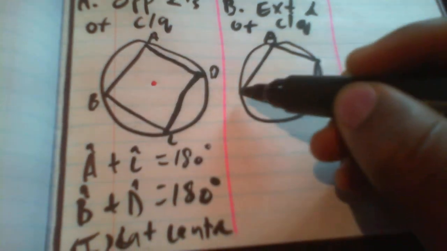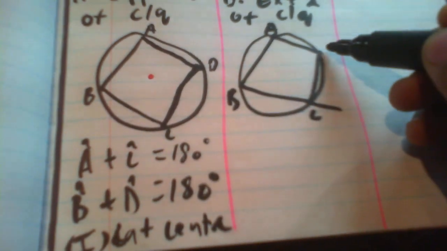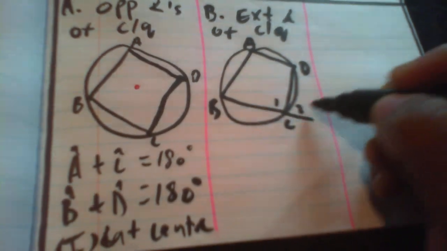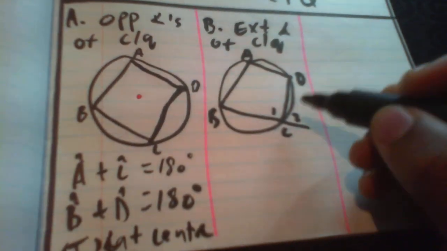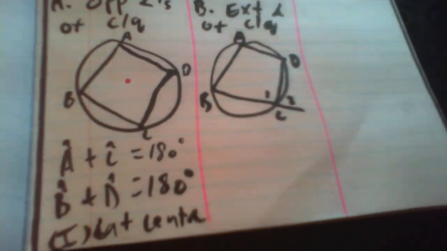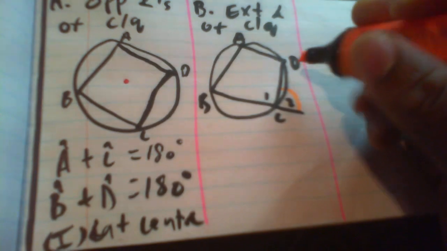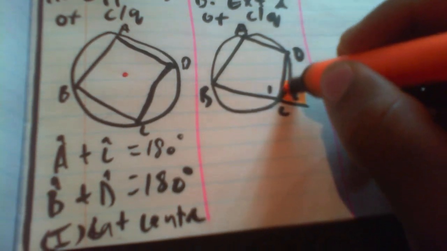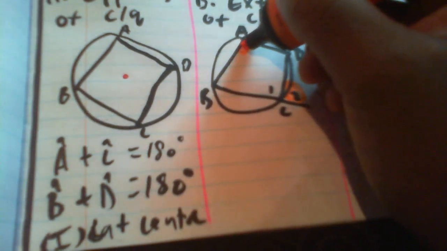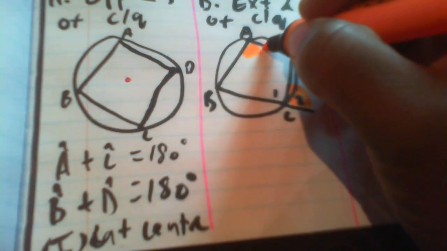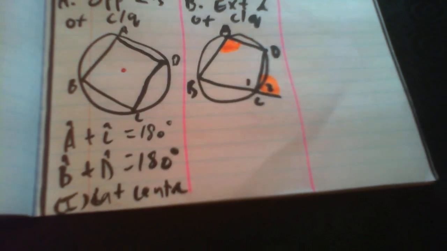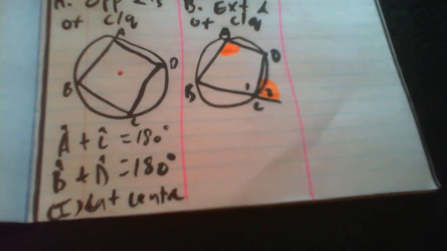You have A, B, C, D, and this one I'll name C1 and C2. So what we are saying is that this angle C2, the one here on the outside, is going to be equal to the angle there. Those angles there are equal to each other. Okay, so there's a very basic reason for that.